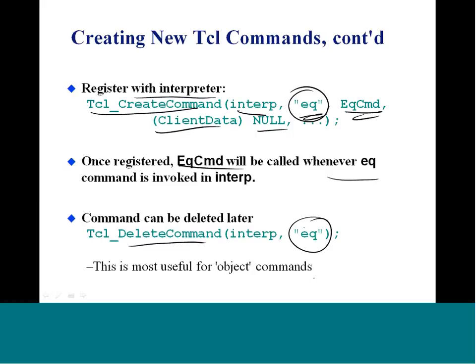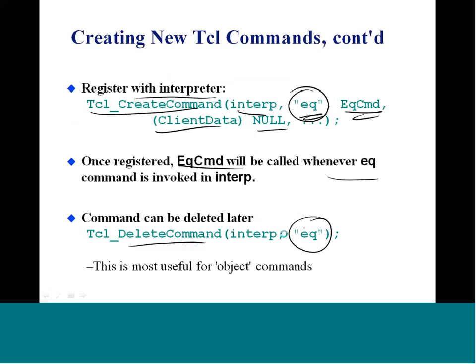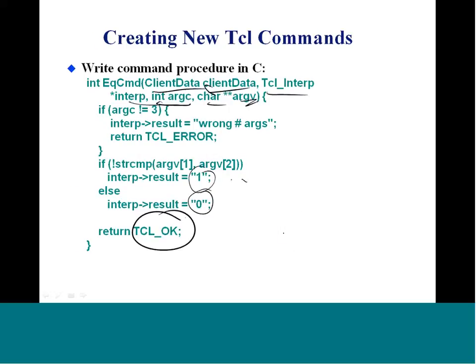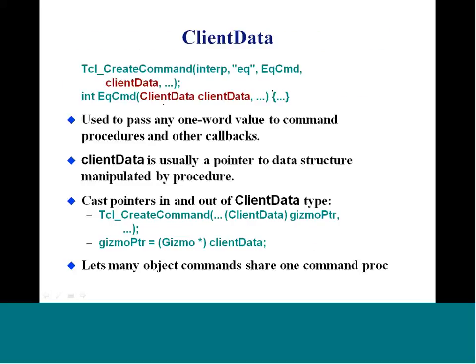So this is most useful for object oriented commands, object commands. Now we talked about the client data. What is client data? In the Tcl command file here itself, we talked about the uppercase ClientData and then lowercase clientData. So here we talk about it again. It is used to pass any one word value to the command procedures and callbacks. The second clientData is usually the pointer to the data structure manipulated by the procedure. So we pass the first one and then the second one is manipulated by the procedure.